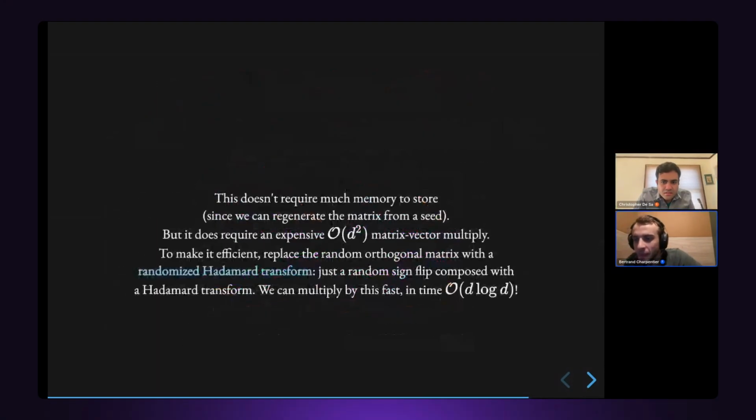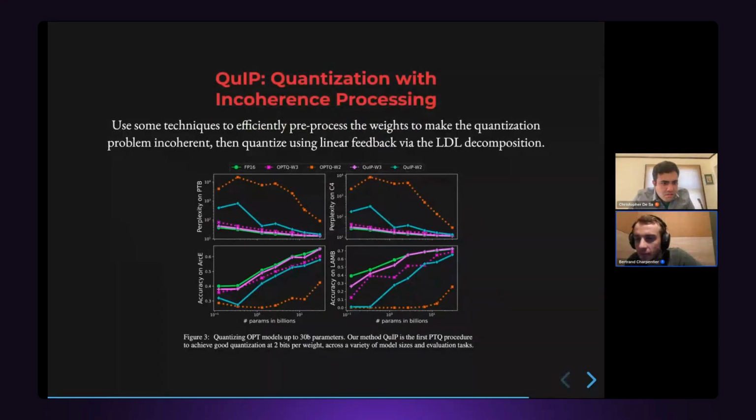Is the main advantage of QuIP its speed and efficiency, or does it also deliver better accuracy than GPTQ or other quantization algorithms? So I've gone back to the slide, and granted, this is just at the time that we produced QuIP.